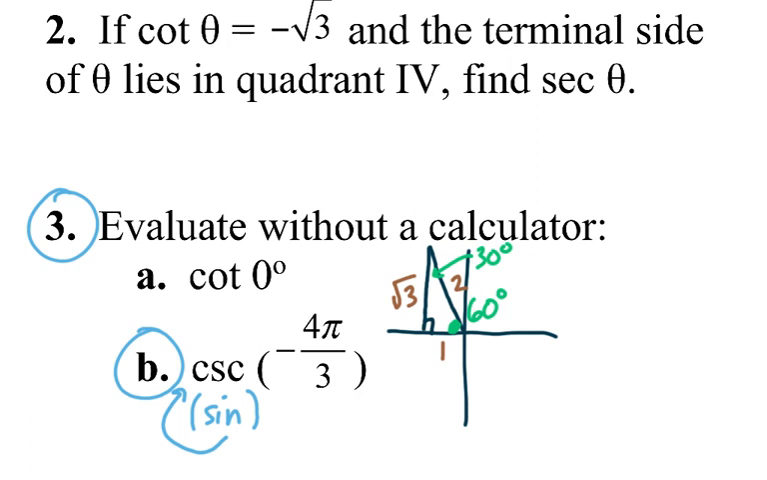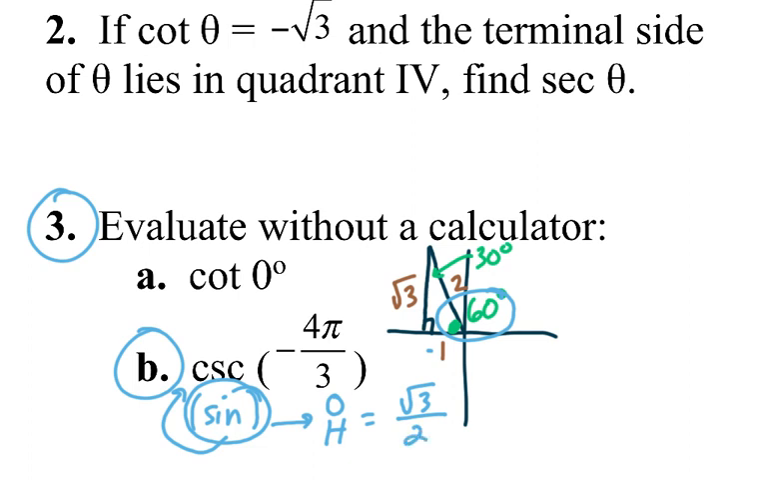Anything negative? Yep, the 1 is because it's going to the left. The root 3 is positive because it's going up. All right, I think we're good to go. So why don't we find the sine first, and then we'll flip it over. Sine is opposite over hypotenuse. And here we get opposite from the reference angle 60 would be root 3 over 2.